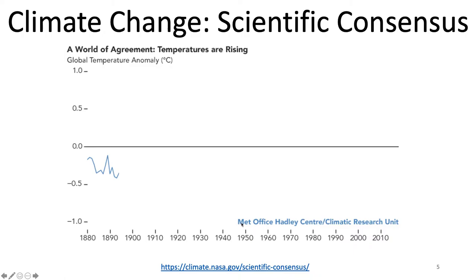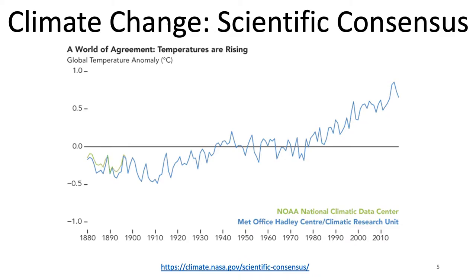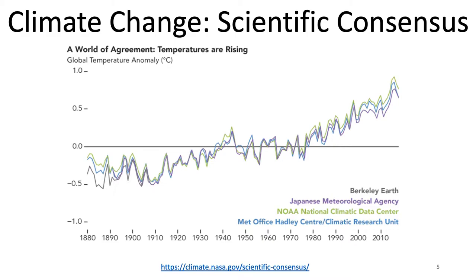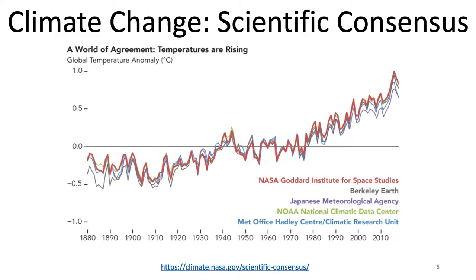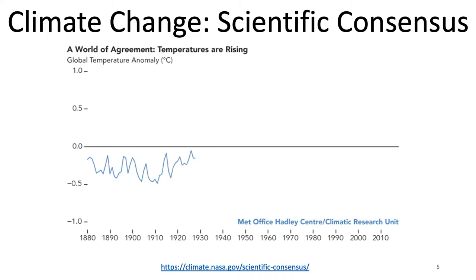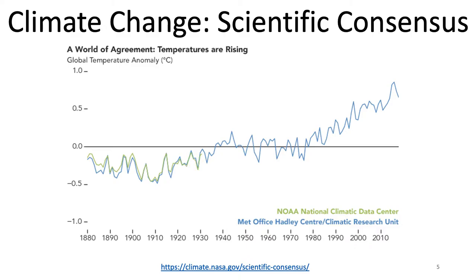Now let's talk about the scientific consensus. You might hear people say that there is not a scientific consensus on whether or not climate change is being caused by humans. That is also not true. This GIF right here, which is also from NASA, is showing climate data collected by five completely independent institutes studying atmospheric sciences. And all of them have nearly identical projections of the average global temperature anomalies increasing over time.